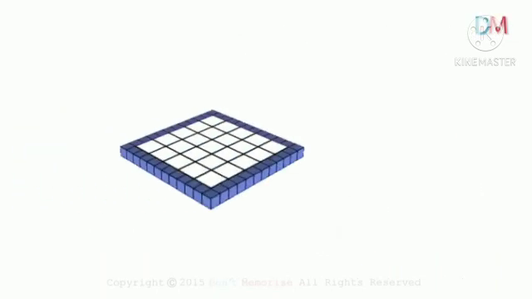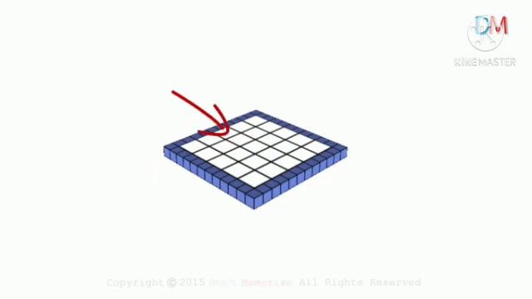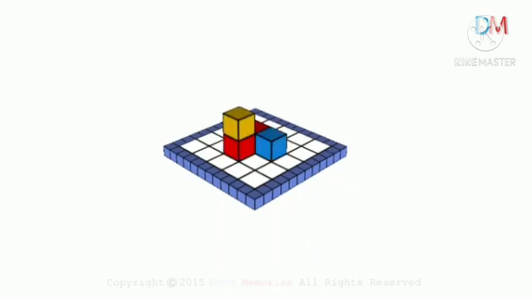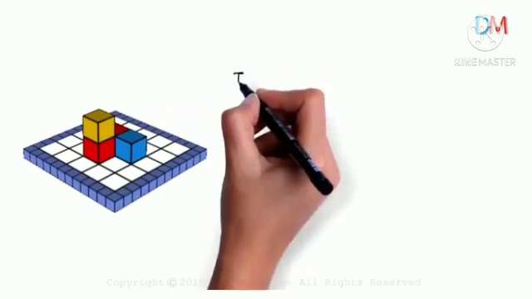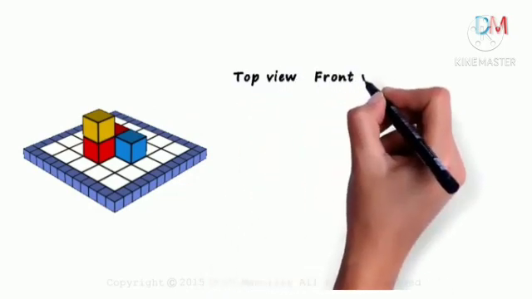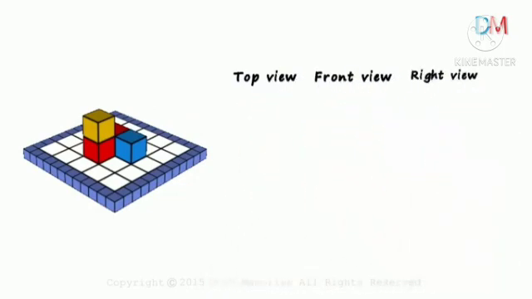I will be placing a few colored cubes on this plane surface to form a figure. Okay, so here it goes. I placed two red cubes here, one yellow cube on top, and one blue cube here. This is the solid we will be referring to for this example. Now we need to draw the top view, the view from the front, and the view from the right. How would the top view look? Pause the video and try to draw it in your notebook.